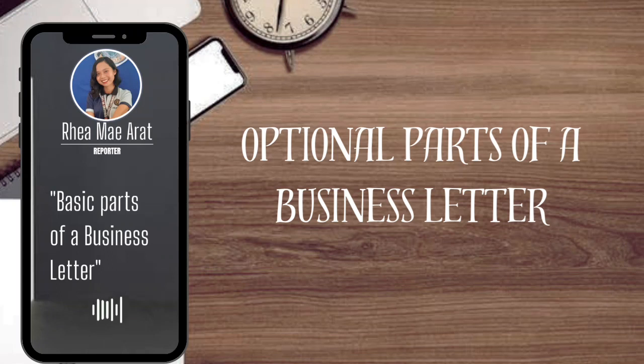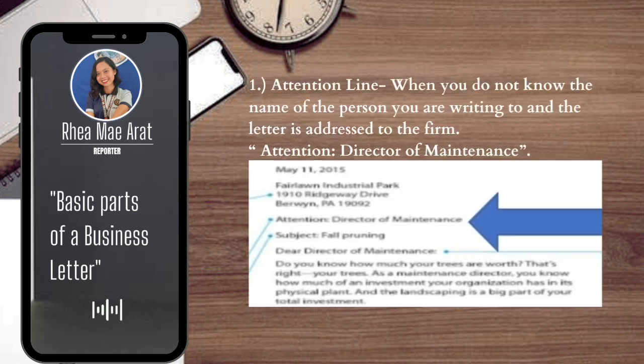And now, let's talk about the optional or minor parts of a business letter. First, we have the attention line. When you do not know the name of the person you are writing to and the letter is addressed to the firm. So, this is used when you do not know the name of the person you're writing to. And this line can also be printed before the address of the company.